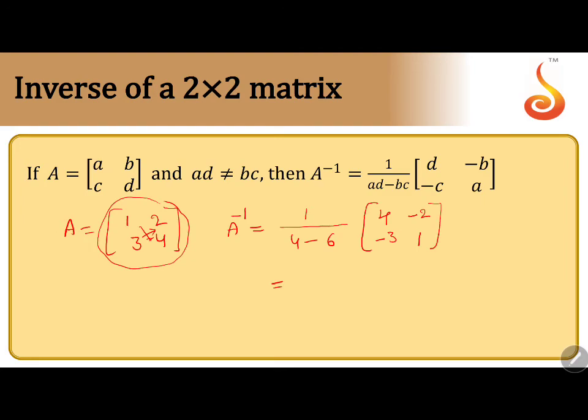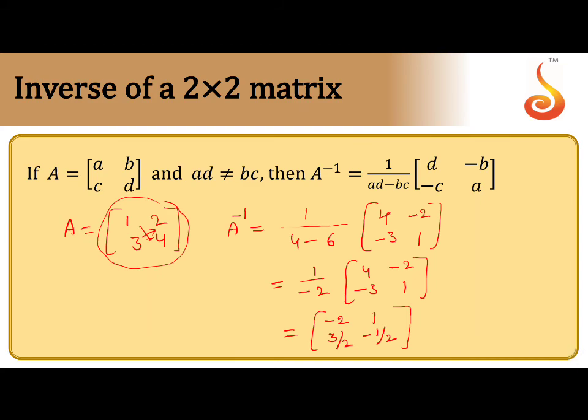This is equal to 1 by minus 2 times [4 -2; -3 1]. You can multiply by minus 1 by 2: minus 1 by 2 into 4 gives minus 2, minus 1 by 2 into minus 2 gives 1, minus 1 by 2 into minus 3 gives 3 by 2, minus 1 by 2 into 1 gives minus 1 by 2. So this is the way of finding the inverse of a 2 by 2 matrix.